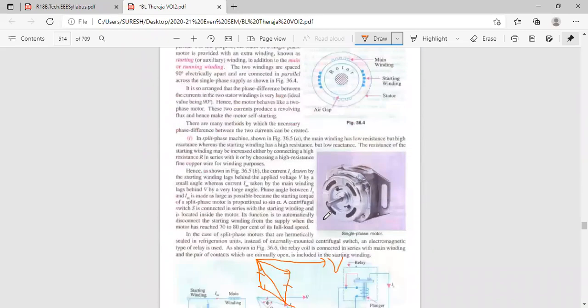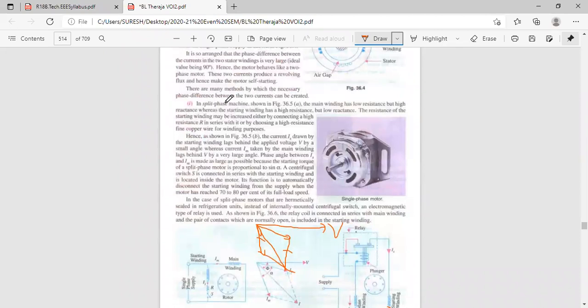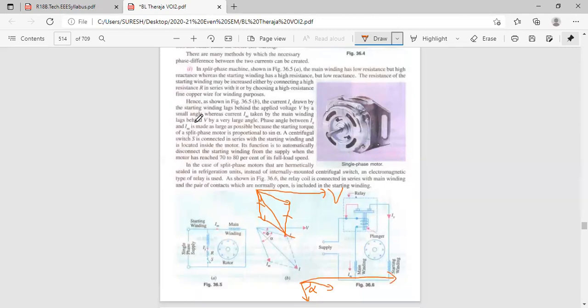Okay. So in split phase, now I am saying the first one. In a split phase machine, the main winding has low resistance but high reactance, whereas the starting winding has high resistance and low reactance. The resistance of the starting winding may be increased by connecting a high resistance R. See, one high resistance is connected in series with the starting winding. What is the purpose of this high resistance? To reduce current. To minimize the current. If heavy current flows through this winding, it will burn out.